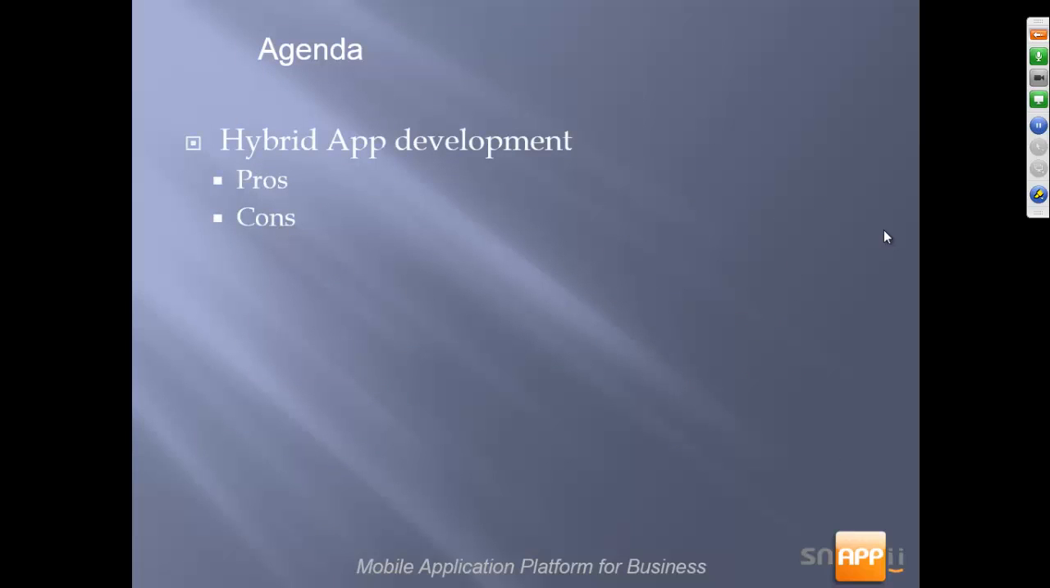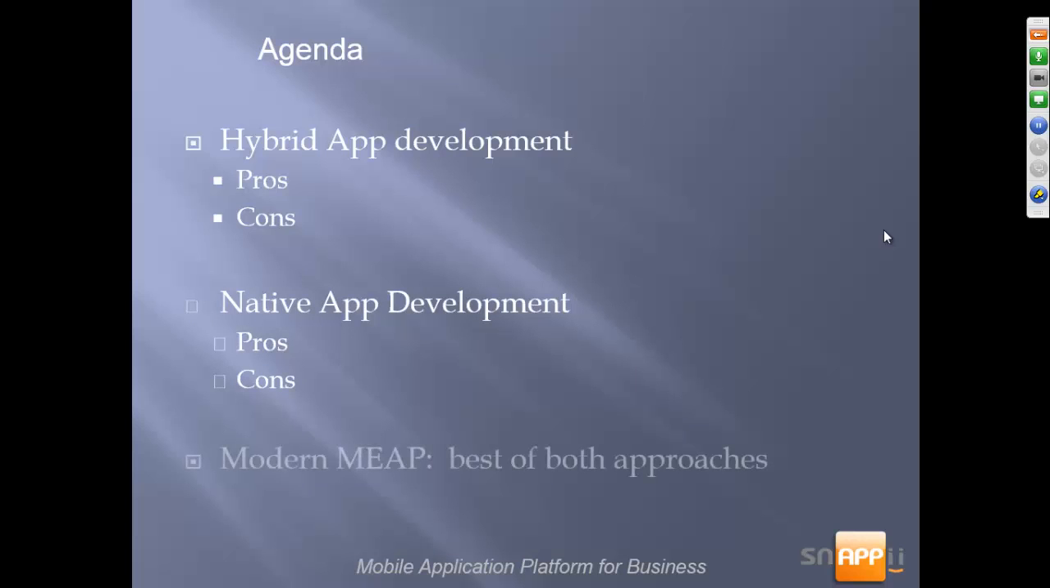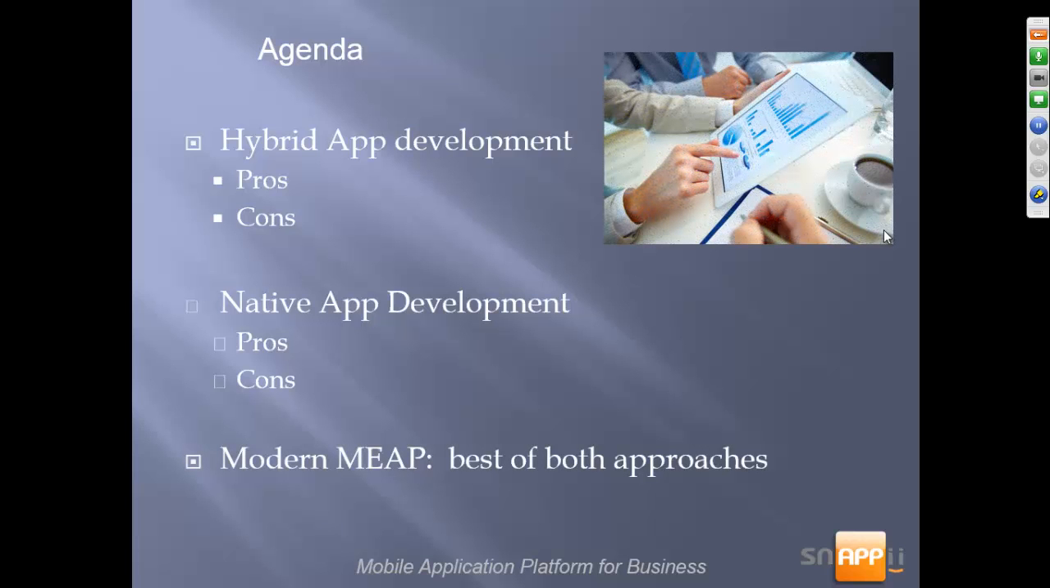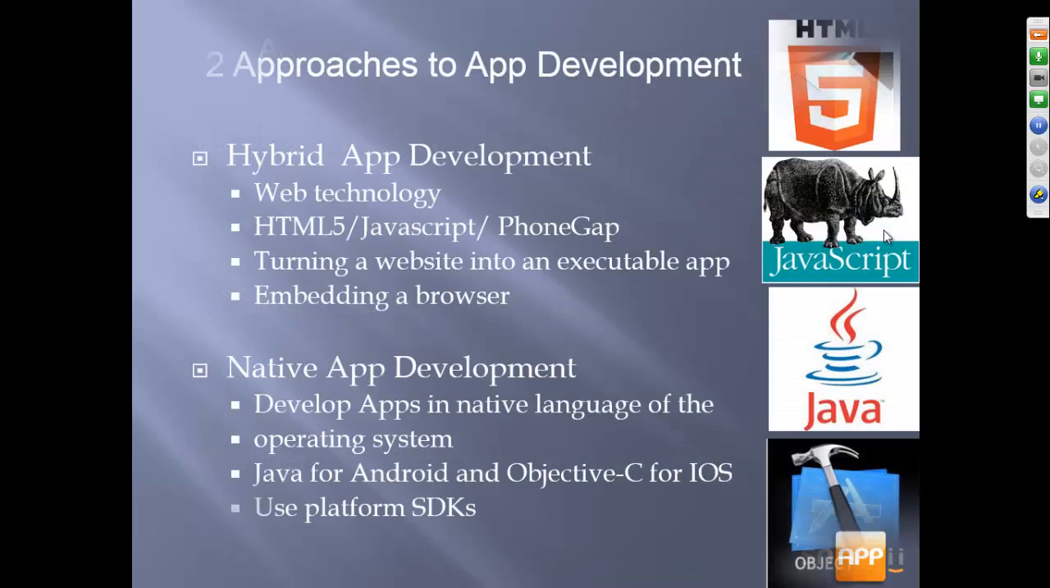First, we're going to spend some time looking at hybrid app development, pros and cons of it. Then we're going to look at native app development and look at the pros and cons of this approach. And then we're going to spend a little bit of time on what a modern MEAP, which stands for Mobile Enterprise Application Platform, can do, and which offers the best of both approaches.